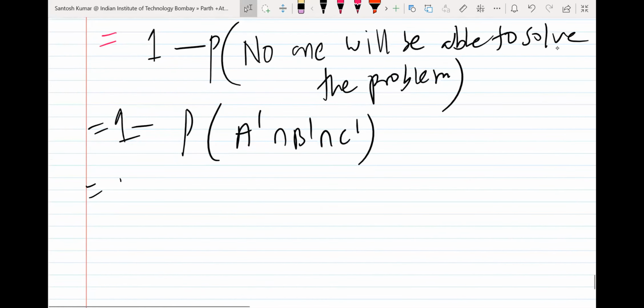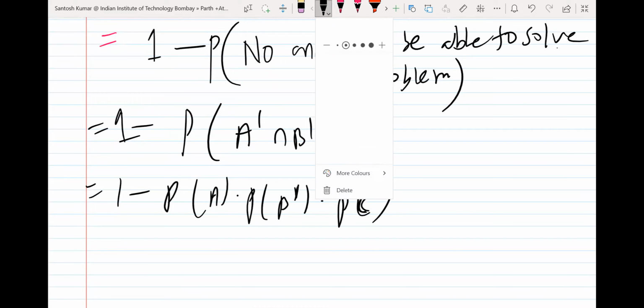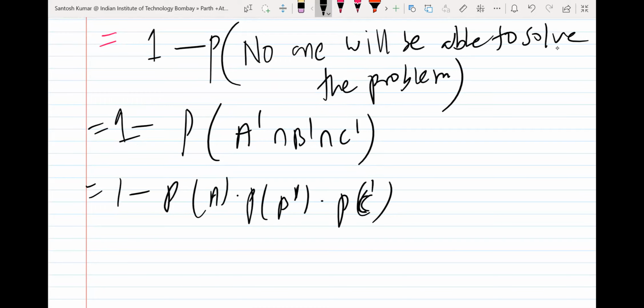So neither A, so 1 minus probability of A complement into probability of B complement into probability of C complement. So it is given to three different persons. All three persons are independent. They have independent minds. So probability of A complement into B complement into C complement according to the definition of independent. Neither A will be able to solve, nor B, nor C. Then the problem will not be solved.